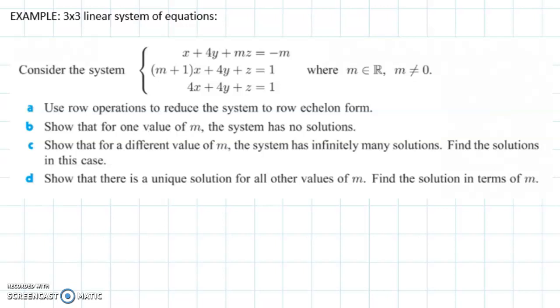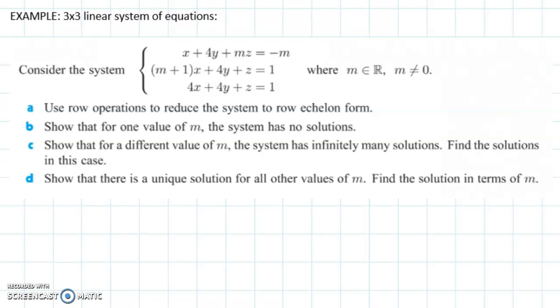Hello, in this video we are going to see a fairly long example of a 3x3 linear system of equations. The system that we are considering has a parameter m, which is a real number different from 0, and the parameter shows up, as you can see, on the first equation and also on the second equation. We want, first of all, to use row operations to reduce the system to row echelon form.